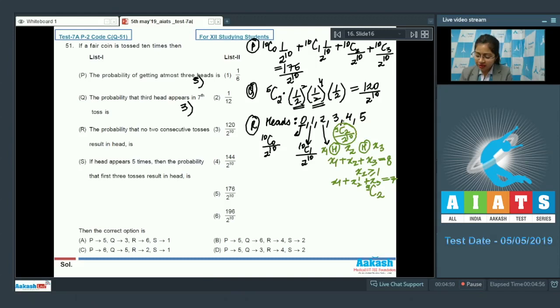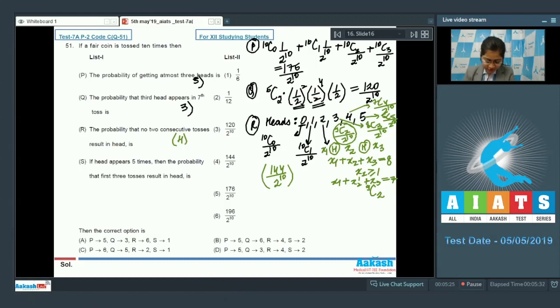Similarly, we will find for 3 heads, and it will be 8C3 divided by 2^10. For 4, we will have 7C4 divided by 2^10, and for 5, we will have 6C5 divided by 2^10. So to find the total probability, we have to add all these cases. Adding all these, we will get it equal to 144 divided by 2^10. So it matches with option number 4.